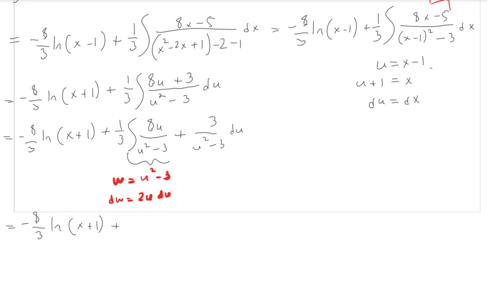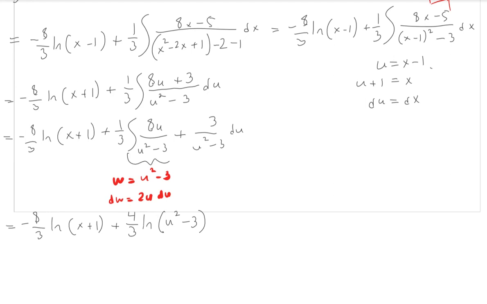That 2 I can divide to the other side, so I'll just have a 4 left over on top. So that will give me 4/3 natural log of u squared minus 3.